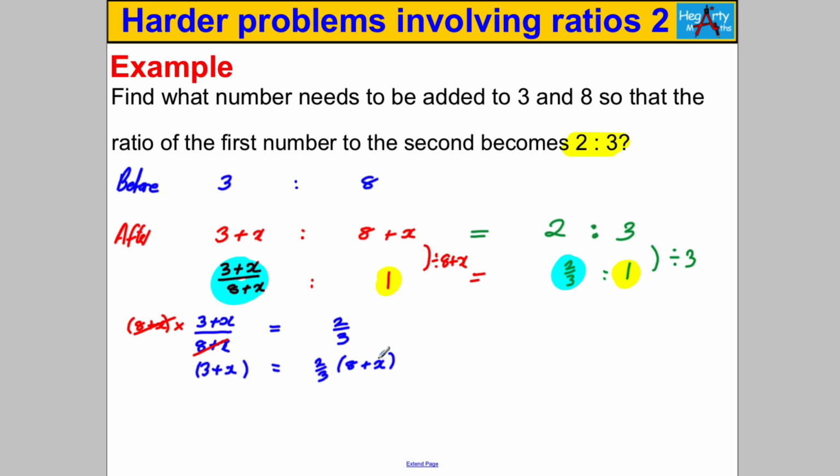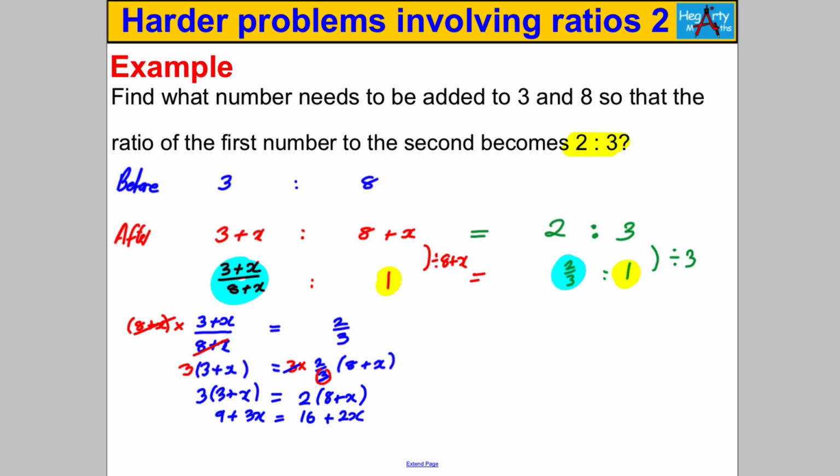Now I have to admit I don't like that dividing by 3 here, so I'm going to multiply both sides by 3, and that would therefore give me that 3 brackets 3 + x must be equal to, that cancels that 3, 2 brackets 8 + x. Now I can expand. I get 9 + 3x is equal to 16 + 2x.